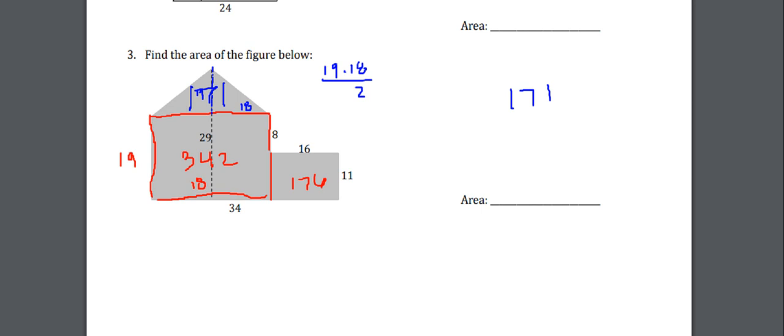So we have three numbers. We have 171, we have 342, and we have 176. And we're putting all those together, which means we are adding them. So 171 plus 342 plus 176, and we should get an area of 689. Again, if I don't see units, I just write units squared.